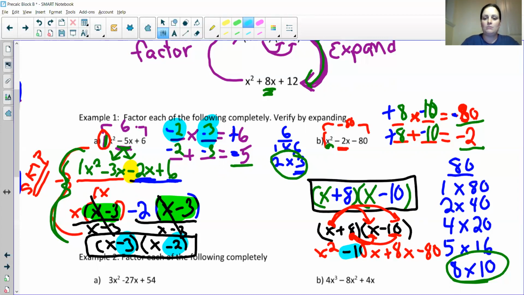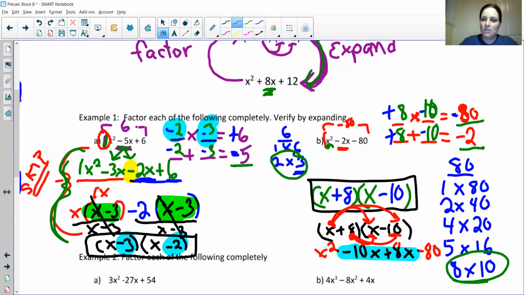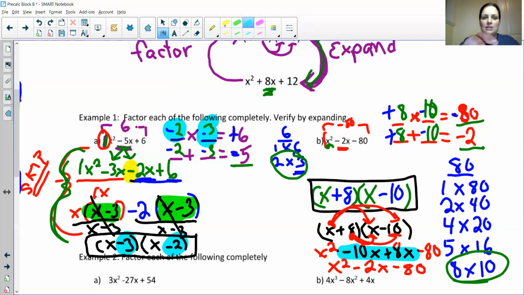Those look alike. Not anymore because something happened with my highlighter. They are like terms, so you are going to combine your like terms, collect your like terms, group your like terms, whatever you call it. x squared minus 10x plus 8x is -2x minus 80. Is that the same expression we started out with? Meaning, does this look like this? Yes, it does. And we pat ourselves on the back.